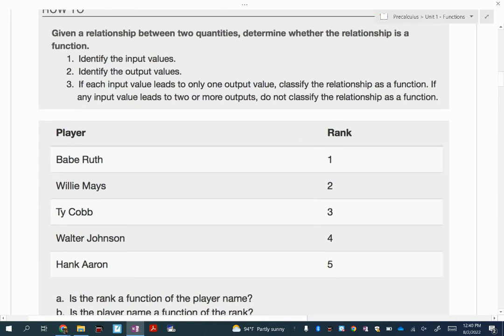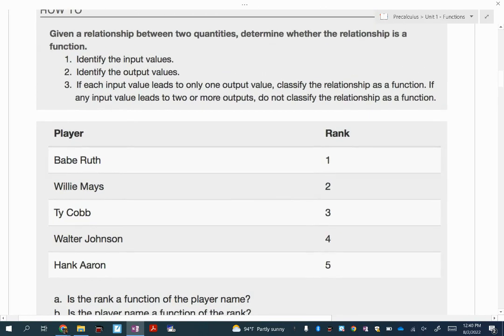Now, the idea to decide whether a relationship is a function or not is to identify the input and output. So what are you choosing to be your X and your Y? All right. And if each input leads to only one output value, then it is a function. If any of your input leads to two or more outputs, then it's a relation. Okay. So everything starts out as a relation.